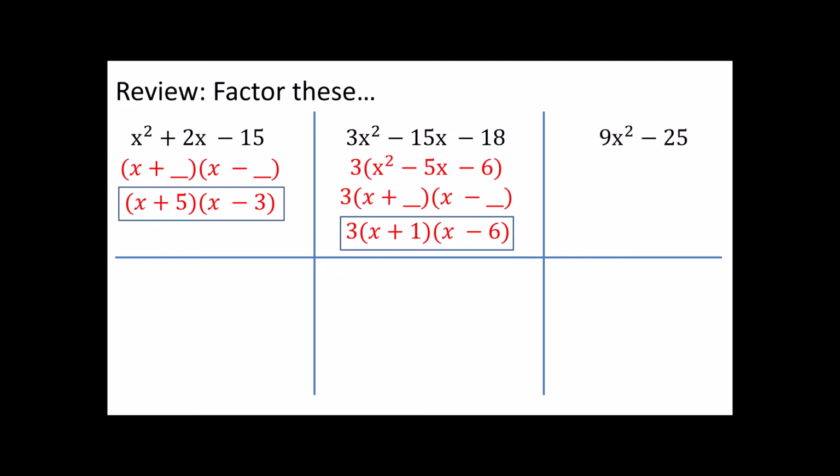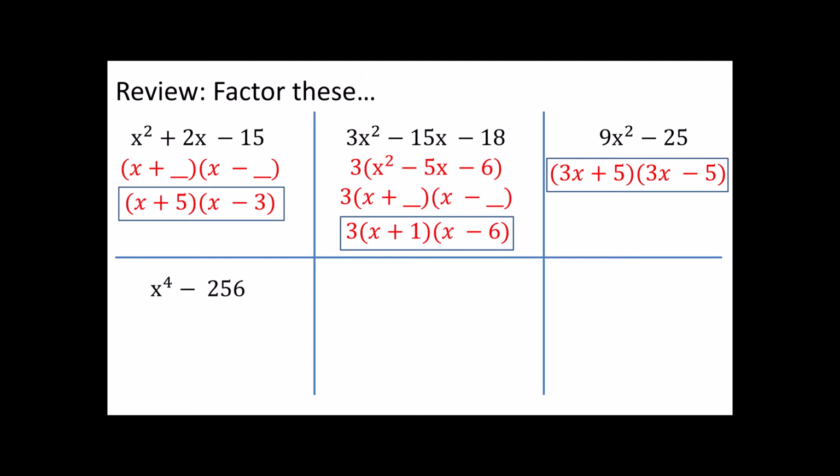Here's one for you. When you look at this one, the first thing that I'm going to do is check for that GCF. This does not have a GCF. The second thing I'm going to do is check to see if it's a difference of squares. It is a binomial, so that certainly is a possibility. Notice that this is a perfect square, 3. This is a perfect square, x. And this is a perfect square, 5. As soon as I realize it's a difference of squares pattern, I instantly know what my solution is going to be.